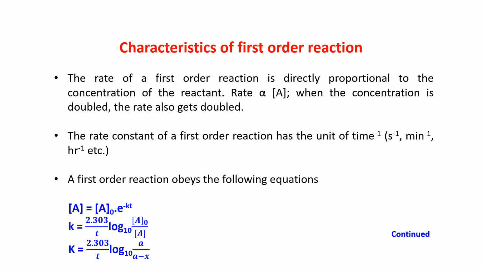Characteristics of first order reaction. The rate of first order reaction is directly proportional to the concentration of the reactant. Rate is proportional to A. When the concentration is doubled, rate also gets doubled. The rate constant of a first order reaction has the unit that I already showed you. It is time inverse. It can be second inverse, minute inverse, hour inverse, whatever it may be. A first order reaction obeys the following equation, as I told you. This, and this. These are the characteristics of first order reaction.